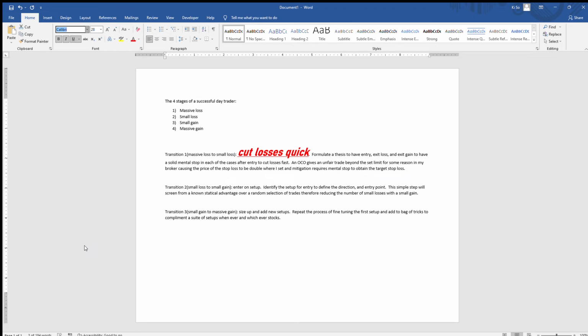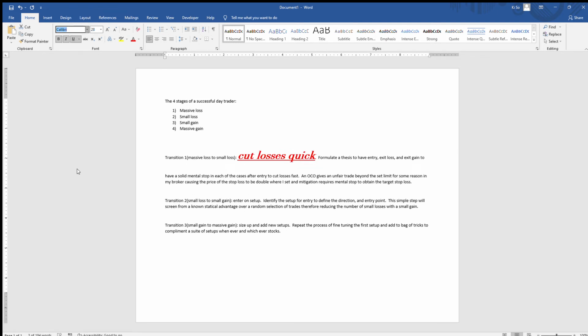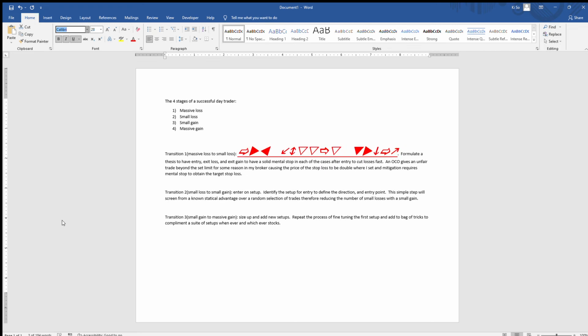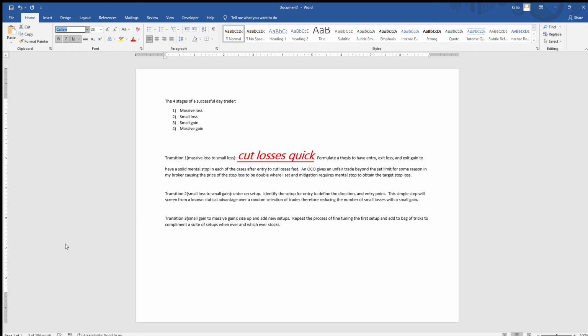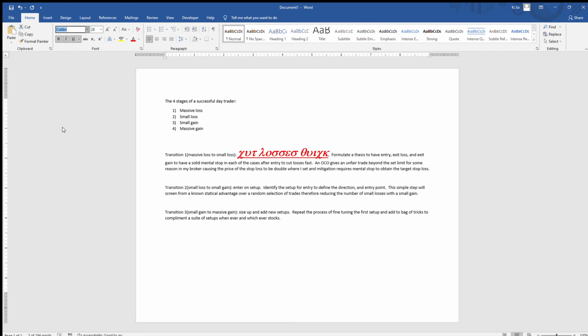Whatever I need to do in order to make it stand out, as clear-cut and as crystal clear as possible. I have to make sure that this must be adhered to. This must be clearly understood. Okay, let's select that. Cut losses quick. I have to work on this.